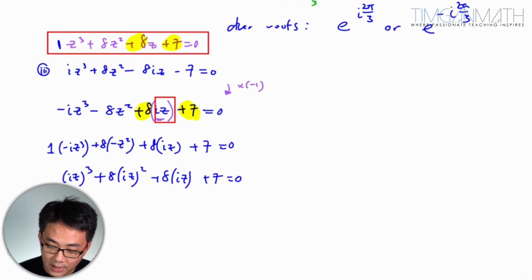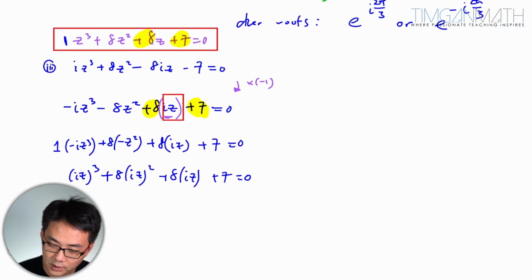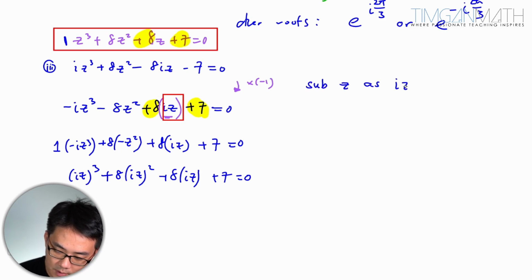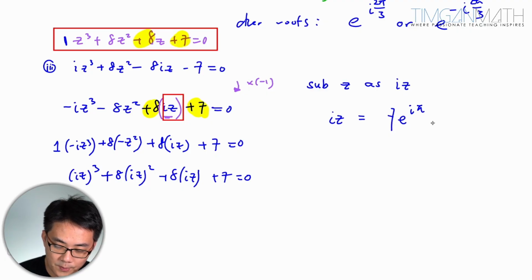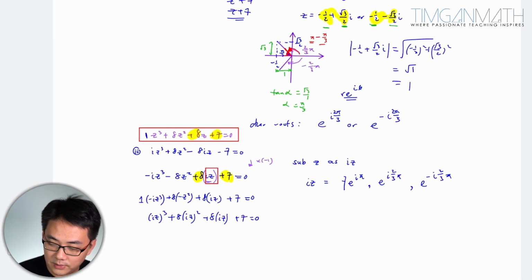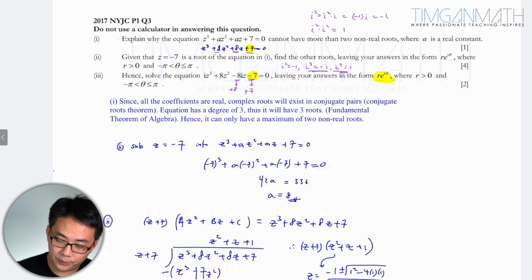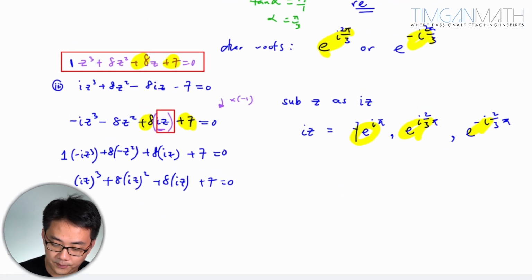So once you're done, what do you want? The other roots, the total roots. So substitute iz as the other roots. We have all the other roots: 7 e^(i pi), since negative 7 is 7 e^(i pi), then e^(i 2/3 pi), and then e^(minus i 2/3 pi). From here, you substitute all these other roots here. Because they want it in exponential form, guys, you need to leave it in exponential form.